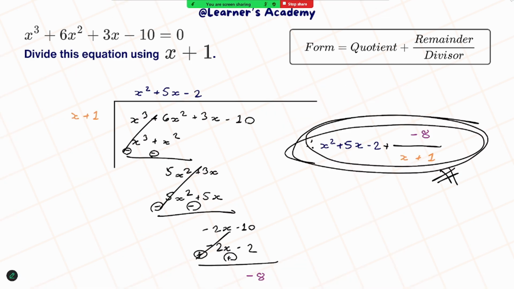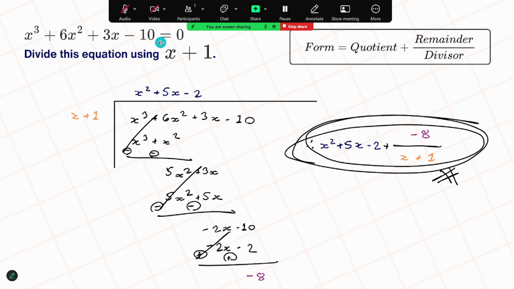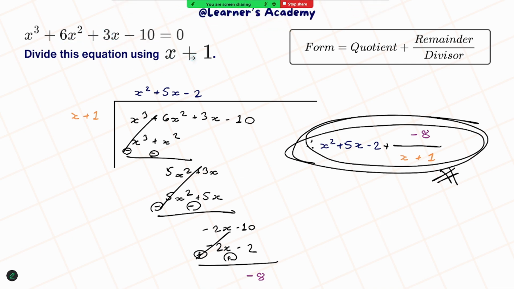Alright, so to elaborate more on what I mean by writing the answer in a form, I will demonstrate another example. We're given this equation, x cubed plus 6x squared plus 3x minus 10 equal to 0, and the question wants us to divide it by x plus 1. We don't know whether x plus 1 is actually a factor of this equation. That's not the matter in this case, since the question only asks us to divide by x plus 1, so we do this accordingly.